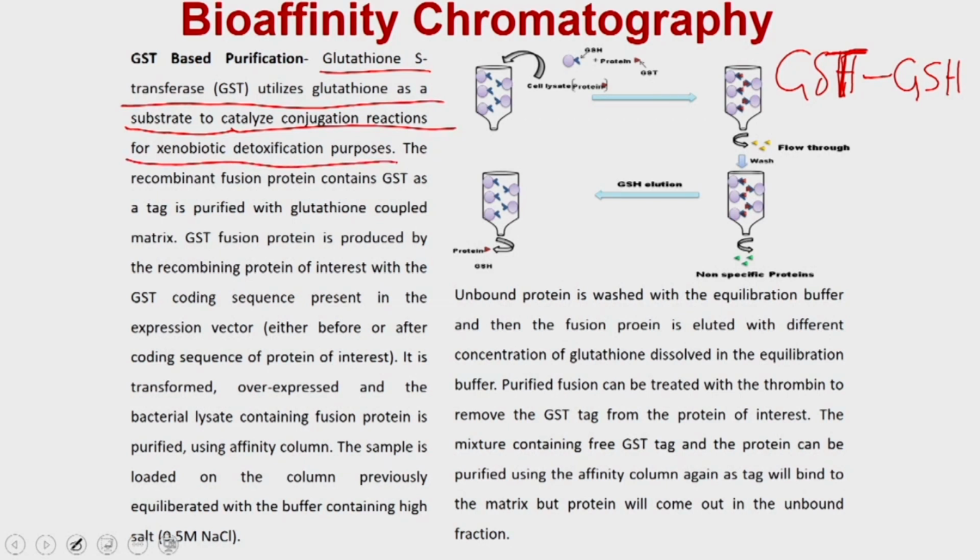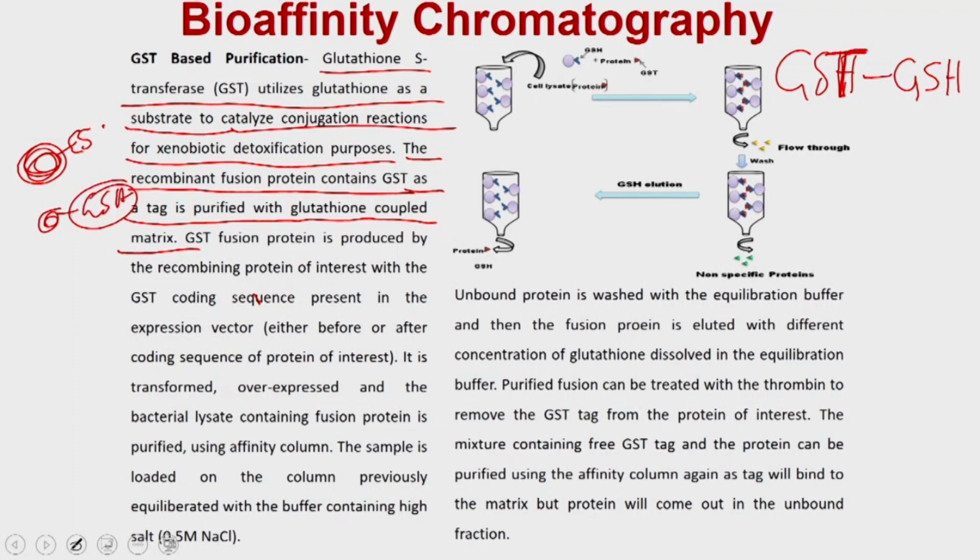detoxification purposes. Now, what you have to do is produce a recombinant protein, a fusion protein which contains GST as a tag, to purify on the glutathione-coupled matrix. In this case your matrix is going to have the GSH, and your enzyme is present as a chimeric protein.